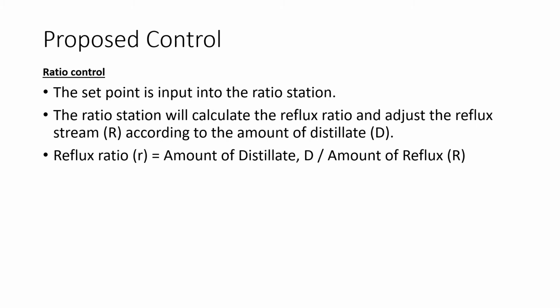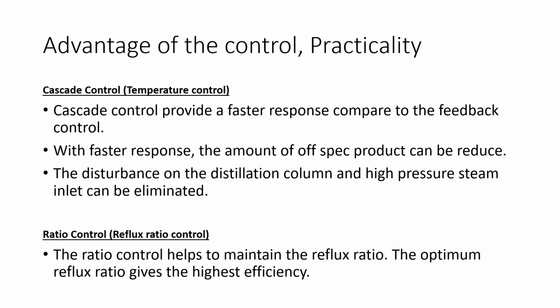The set point is first input into the ratio station, and the ratio station will calculate the reflux ratio and adjust the reflux stream flow rate according to the distillate flow rate. In this section, the advantage and practicality of both cascade control and ratio control will be discussed.